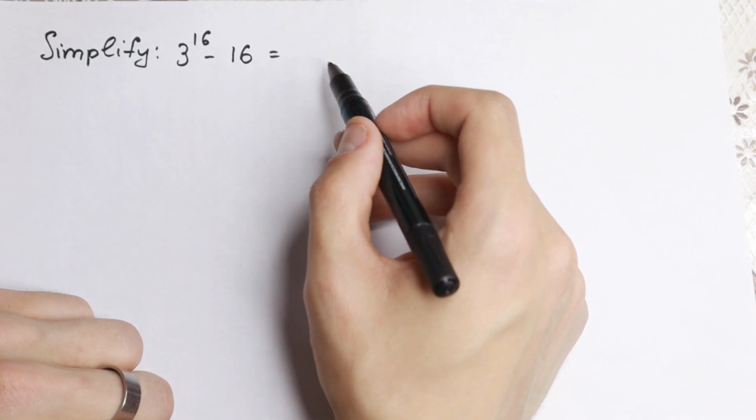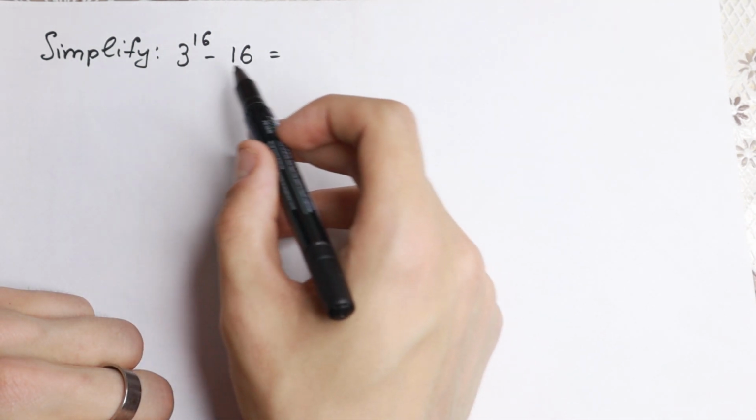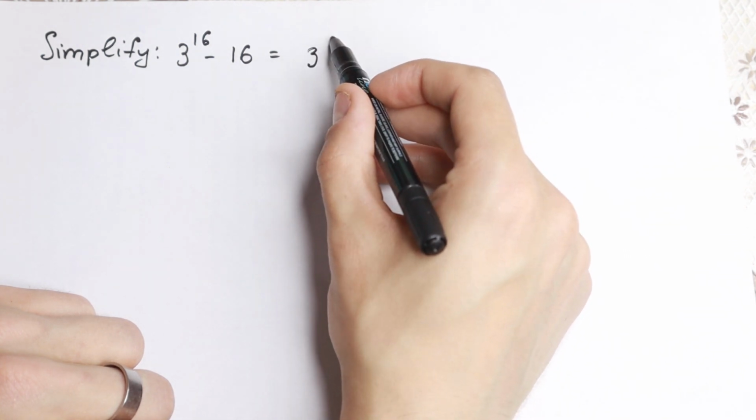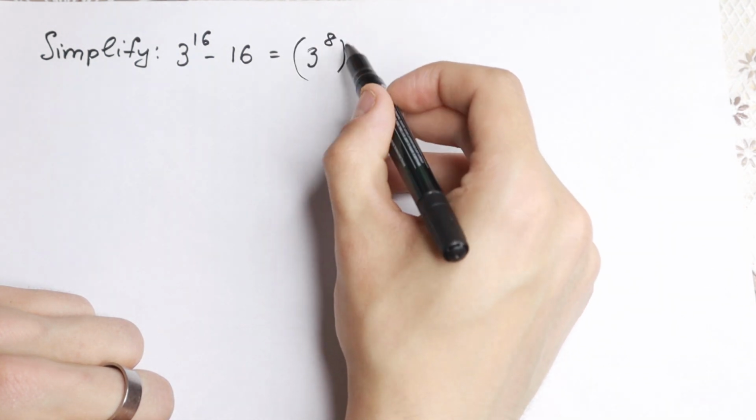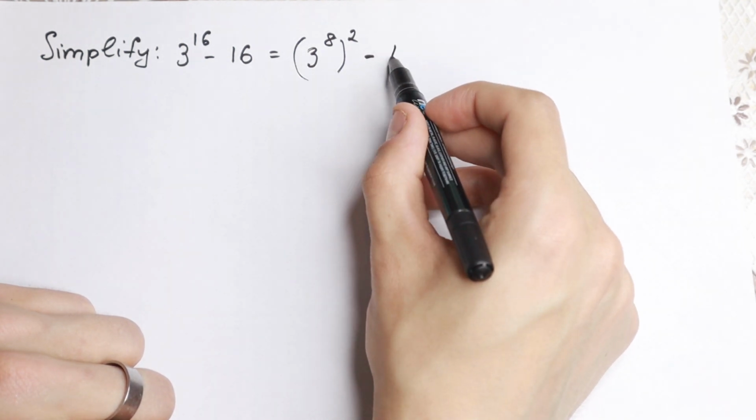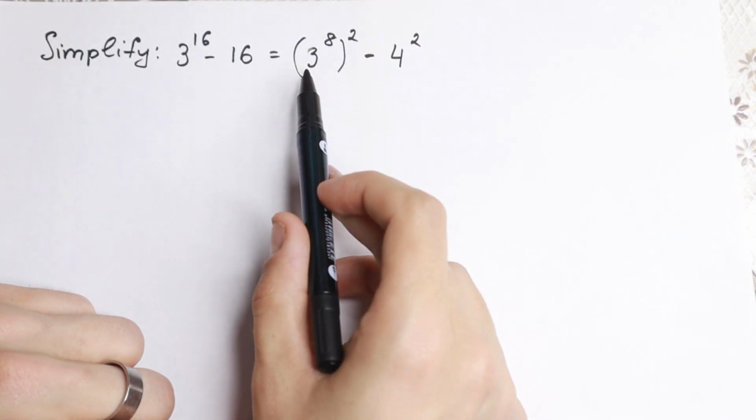So let's start to simplify this. Okay, we have 3 to the 16th power. How can we express it? We can express it as 3 to the 8th, squared. And minus 16 we can write as 4 squared. So we can easily express it in that way.